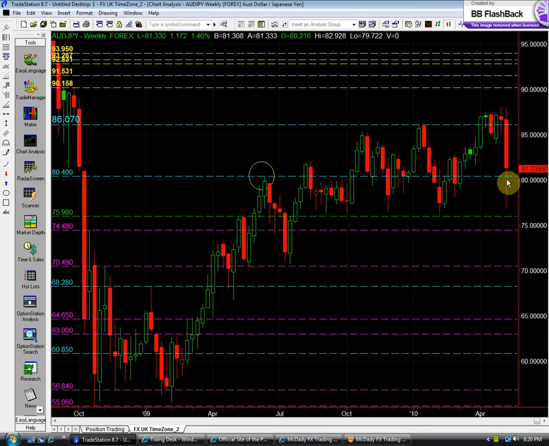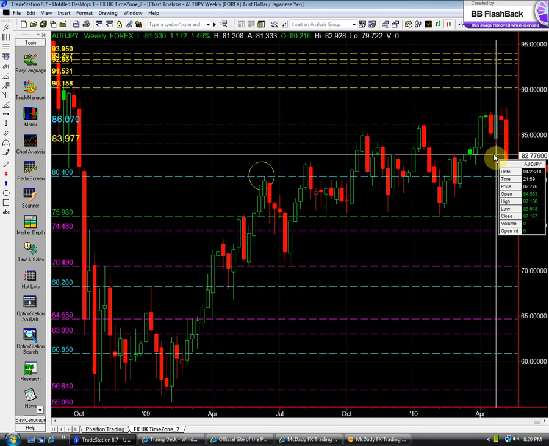now as you see, guys, it snapped back on the weekly above the 80.40, and it closed at 81.33. That, believe it or not, is a positive for the Aussie Yen. But still, after this kind of move, our bias is still to the downside.